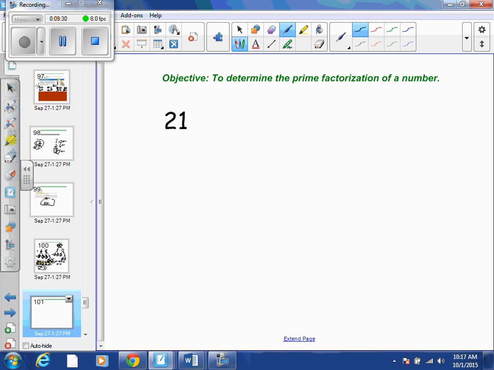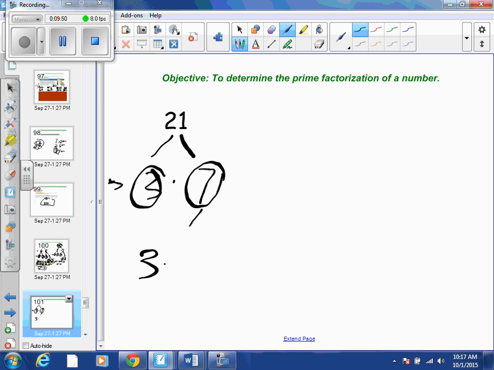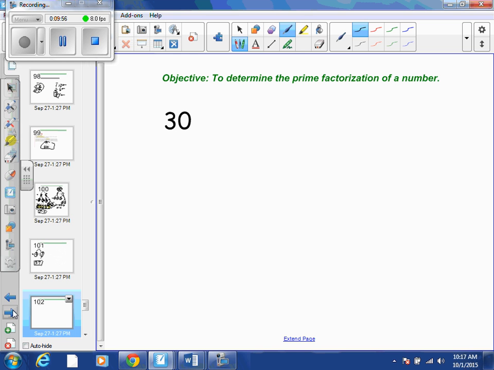21. Let's do the prime factorization of 21. Okay, so give me a factor pair that equals 21. Oh, heard somebody yell it out. 3 times 7. All right, now let me check this row. 3, can't break it down, it's prime. 7, can't break that down, it's prime. So the prime factorization of 21 is just 3 times 7. And those are both prime numbers.